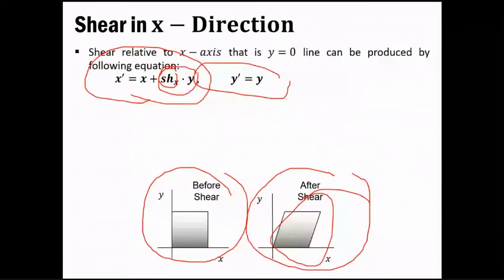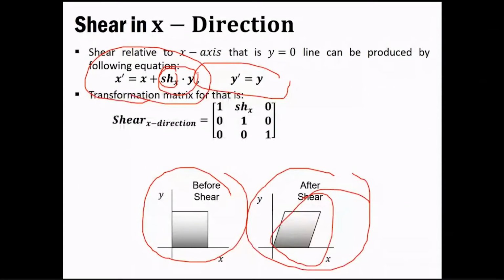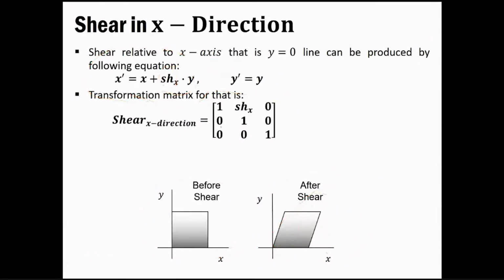Okay, so over here the transformation matrix is already with you and you can just take it for your purpose. So the transformation matrix for this is here, in x direction. So this is what you get. Okay, 1, shx, 0. Similarly, area change: if we apply shear on any figure, the area will not change.